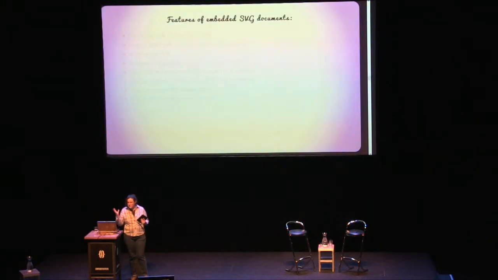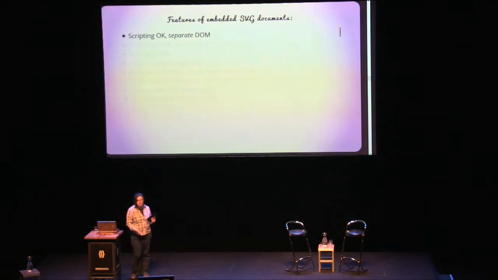Now, a feature of these embedded SVG documents is that you can do scripting. You can run JavaScript in an embedded document, but it is still a separate document, so it has a separate DOM. Depending on cross-origin restrictions, you may be able to communicate between the two with window.parent and similar properties, but you've got two different scripting environments.